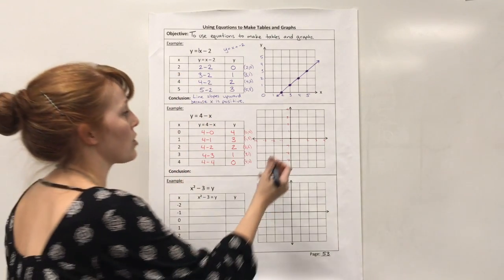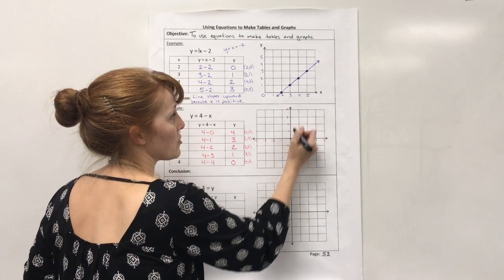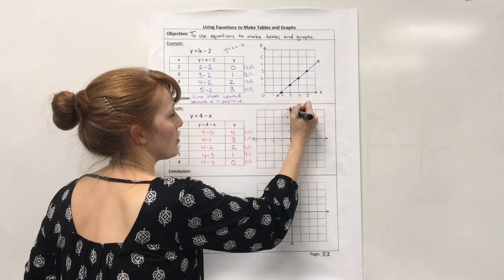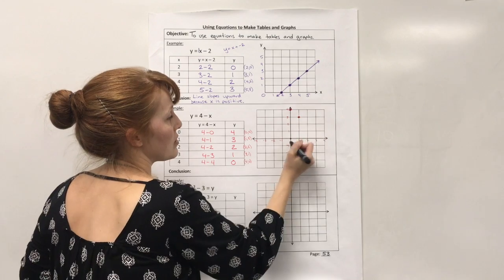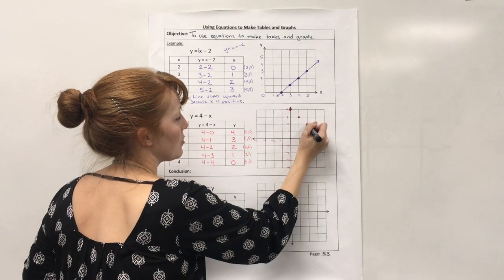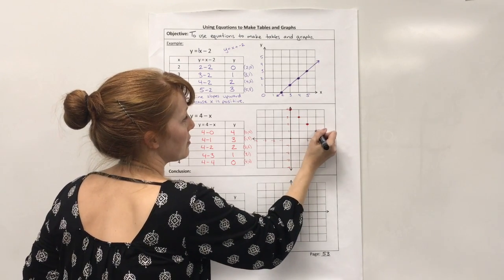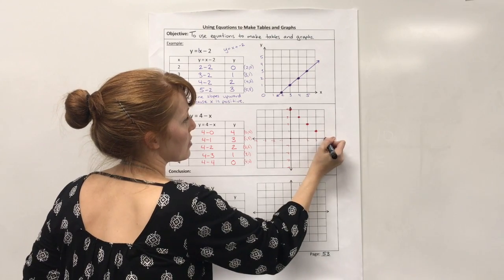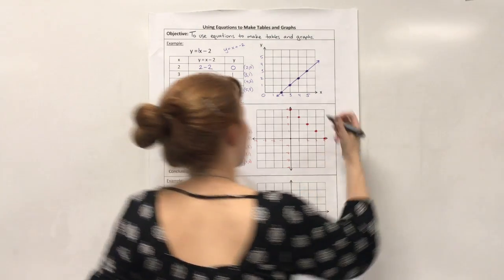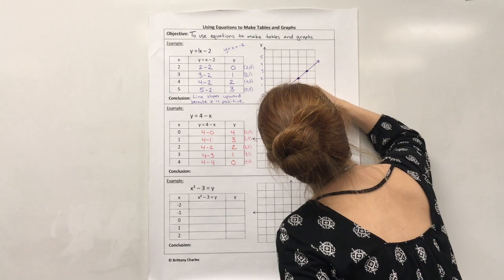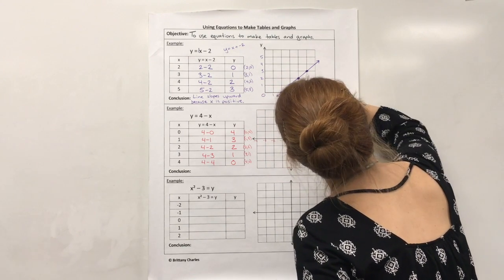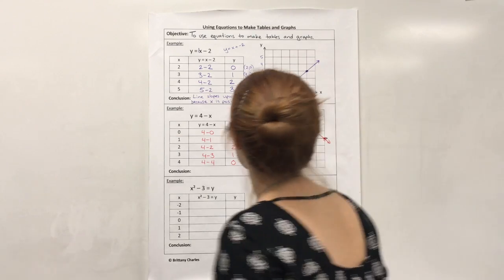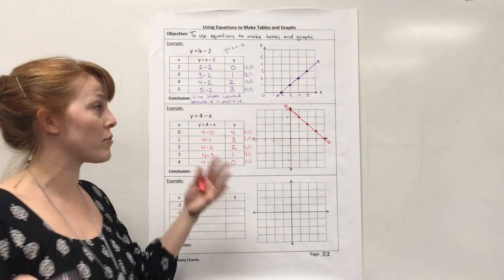All right, so (0, 4) means I don't move sideways, and then I just go up, so right here. Next one, (1, 3), (2, 2), (3, 1), and (4, 0). Okay, and then to connect these, and this would also continue on in both directions if I chose to plug in more values.